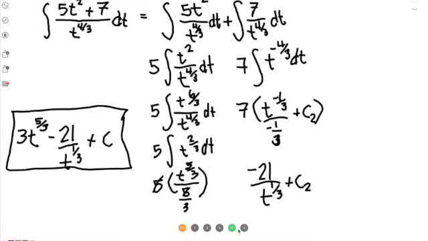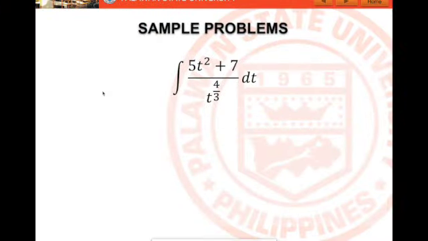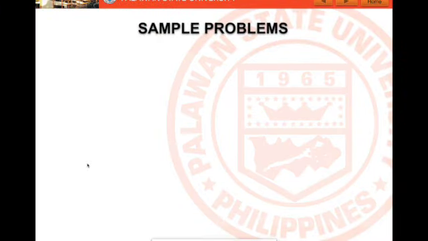So, let me add another blank space to work on. And next example would be this. I think this is the last one for this part. X squared plus 1 over x dx. Let me just write that down. So the problem is x squared plus 1 over x dx.